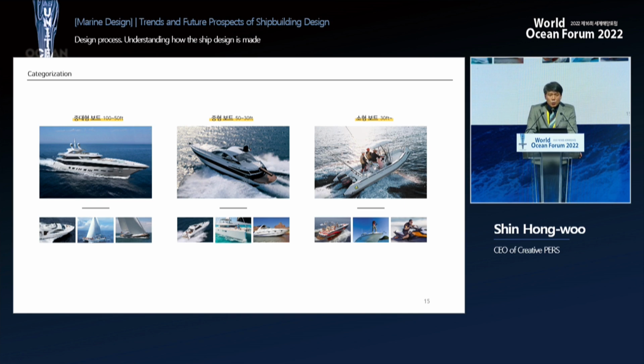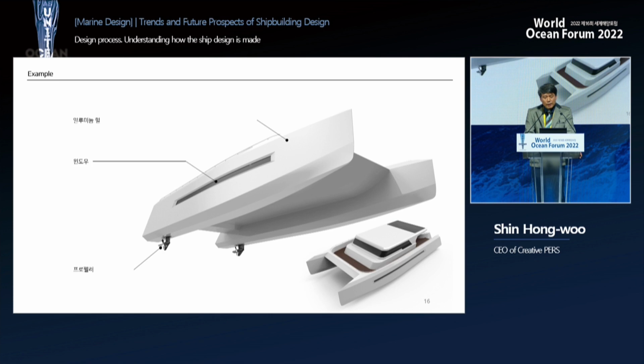The size of leisure boats is divided into large boats, 100 to 50 feet, medium boats from 30 to 50 feet, and small boats smaller than that. As an example, I would like to show you a medium-sized boat. The type of the boat is a medium-sized 40 feet boat. The hull type is a multi-hull, a catamaran.